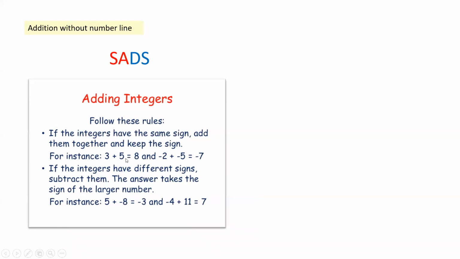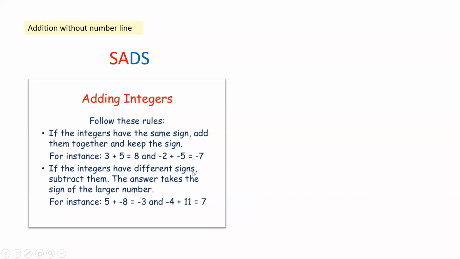Example, 3 plus 5 is equal to 8. So here both are positive, right? Plus 3 plus plus 5 is equal to plus 8. So you can write it either way. And minus 2 plus minus 5. So both have minus signs, right? The answer is minus 7.